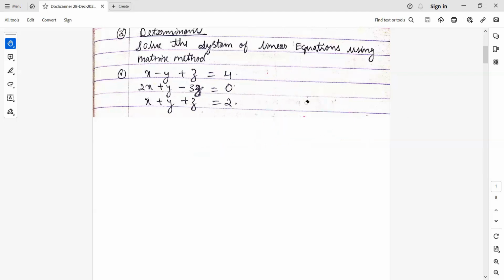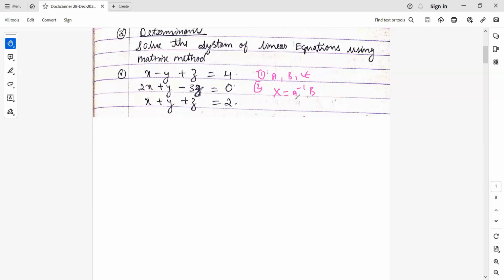First we will discuss the steps and then solve this. The first step is to list the given system of equations into three matrices: A, B, and X. After finding the matrices A, B, and X, by the matrix method we write the equation: X is equal to A inverse B.